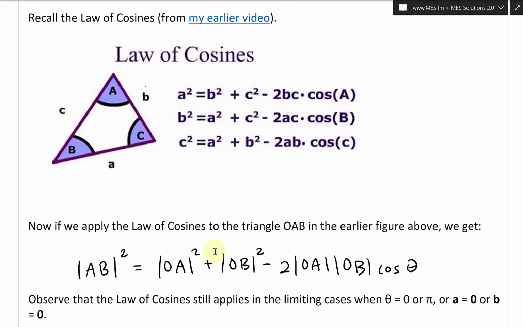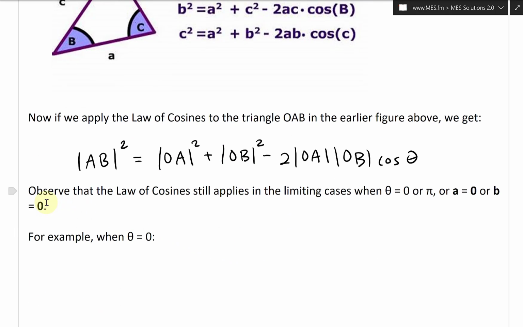Before we go over the proof, I'm just going to look at these special cases here. Observe that the law of cosines that we wrote over here still applies in the limiting cases when theta equals 0 or pi, or when A equals 0 or B equals 0.